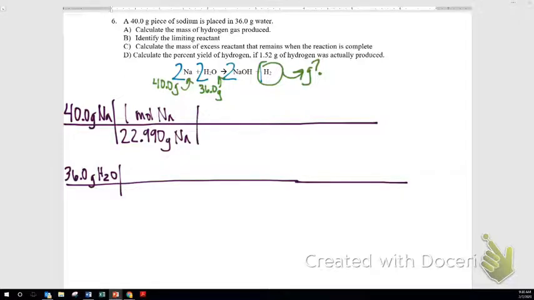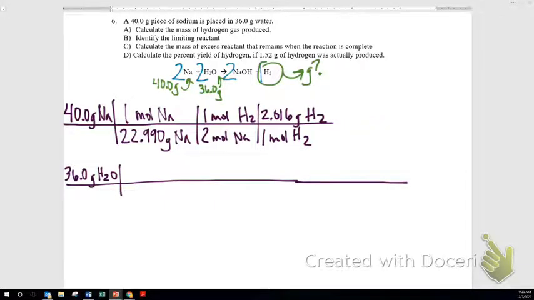Now that I've got moles, it's time to do my mole ratio. So my Na to my H2 is going to be a 2-to-1 ratio. So I'm going to put those 2 moles of Na on bottom, 1 mole of H2 on top. But it wants us to find mass, and luckily, just like the last problem, H2 has the same mass of 2.016 grams of hydrogen. So I didn't even need my line to be quite that long.